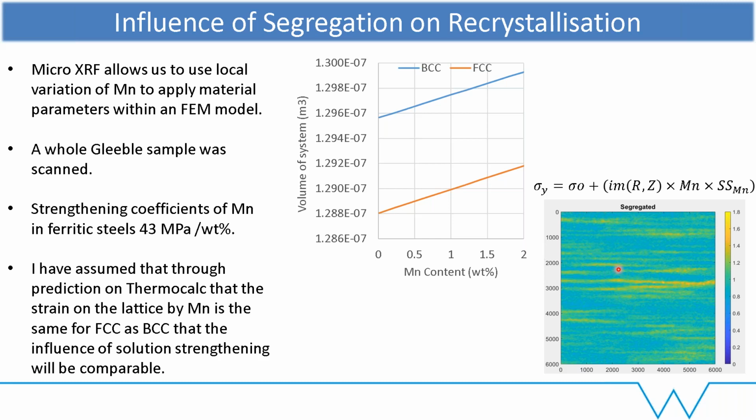Manganese in ferrite is fairly well known. You can see that in the volumetric change of the system because of manganese. For FCC, it's fairly similar, the strain it causes on the lattice. The coefficients aren't so well known for austenite, but for this, we've assumed that it's the same.